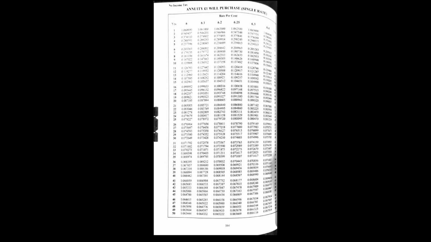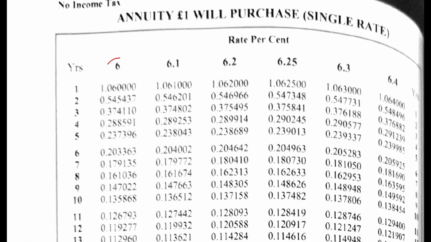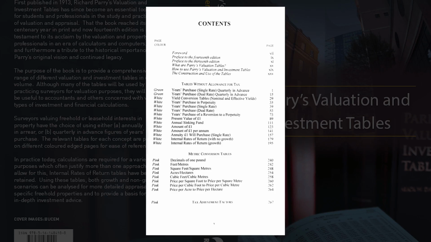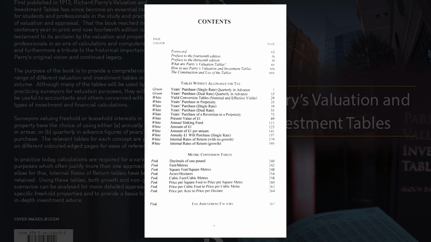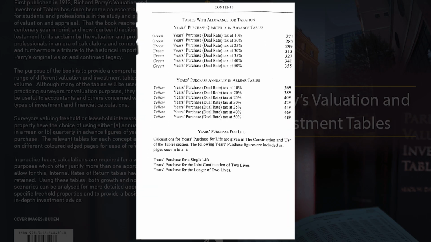So the same rules apply. We look for the rate first, which is 6%, and then we bring 6% down to the number of years, which is 5 years, and we can see that on page 164, and that gives us 0.237396.